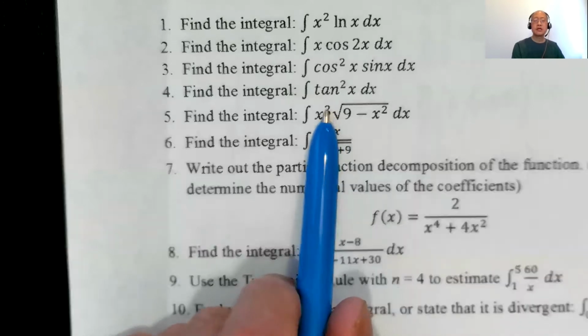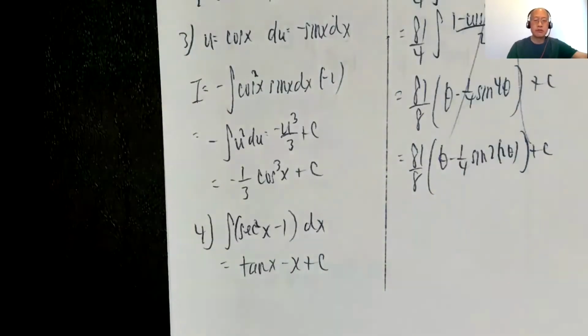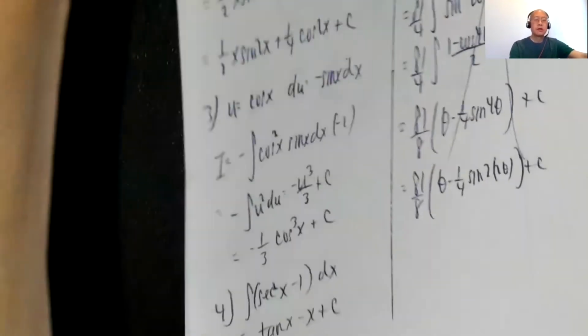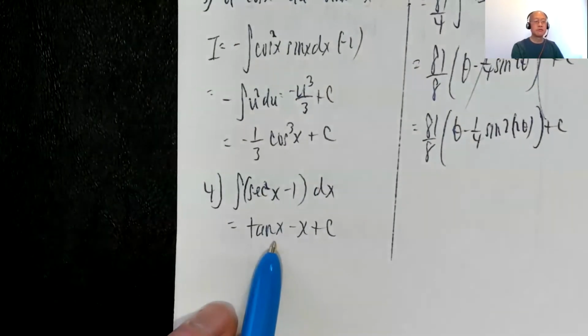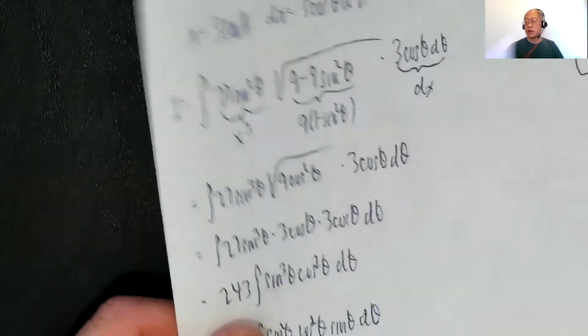Number 4, tangent squared, you want to think of it as secant squared minus 1. And the integral of secant squared minus 1 is just tan x minus x plus c. Okay. Number 5 was probably the longest and trickiest one, so much so that I messed up the first time I did it.